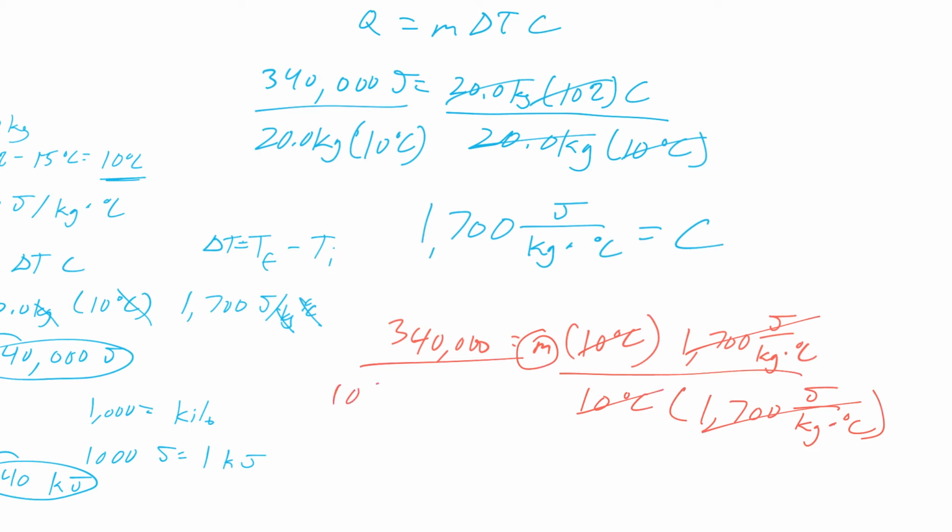So you come over here, you've got 10 degrees Celsius on the bottom and 1,700 joules per kilogram degrees Celsius. I forgot to put joules in there. So you divide all this out: if you put in 340,000 divided by 10, take that answer, and divide it by 1,700, you should end up with 20. And that's the mass. Okay, you do the same thing and figure out your temperature change.